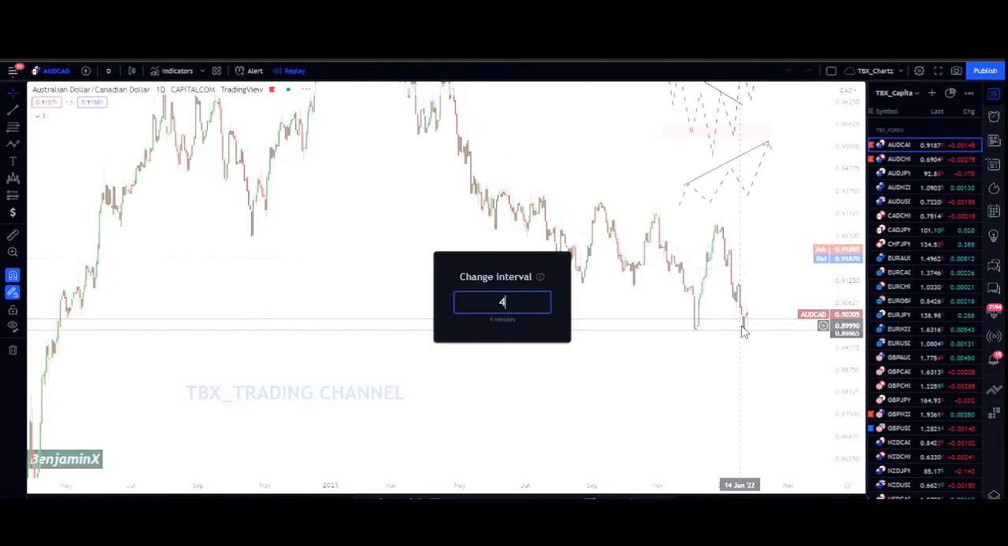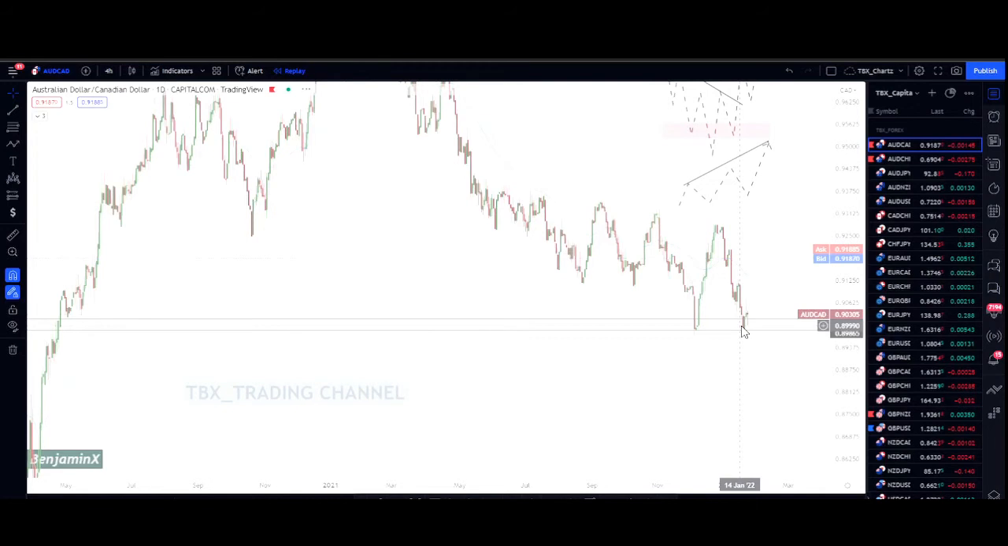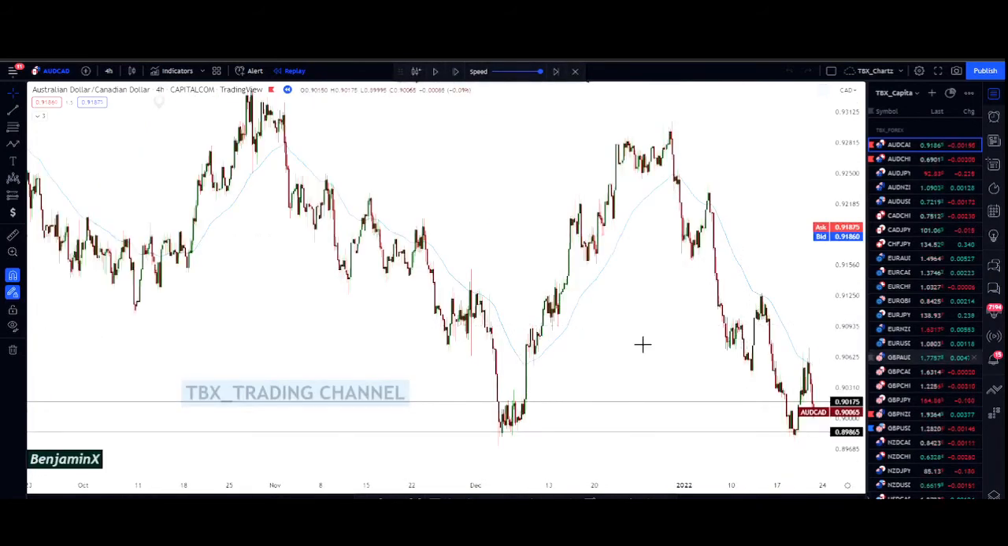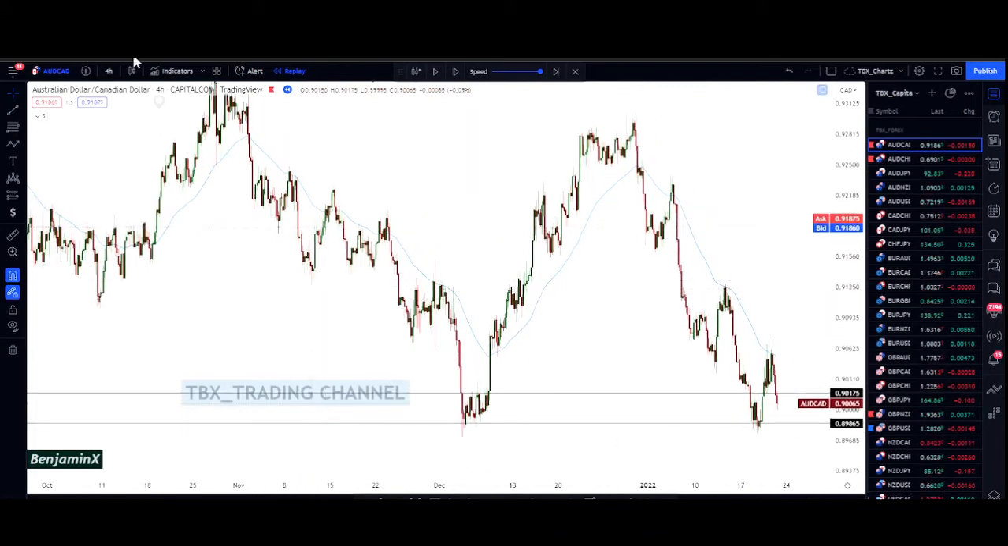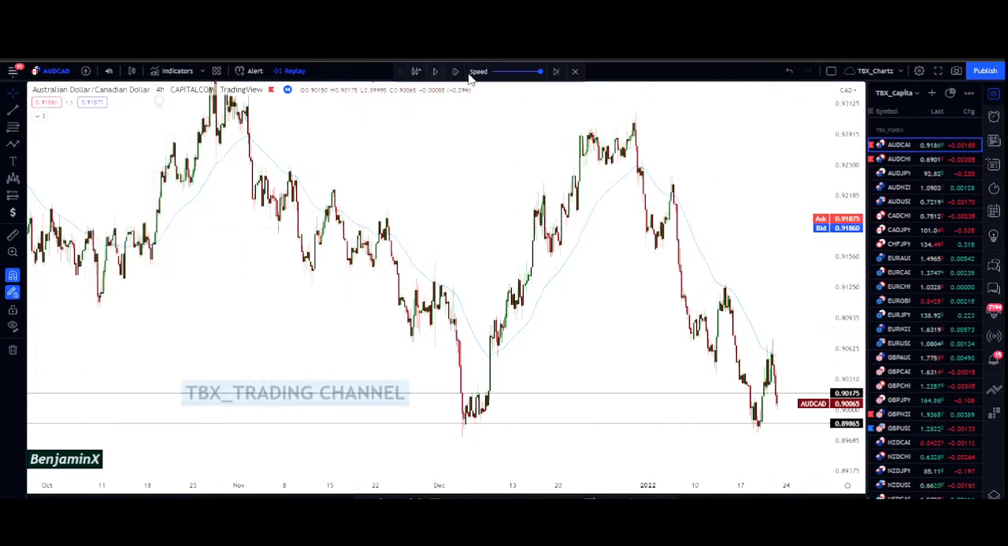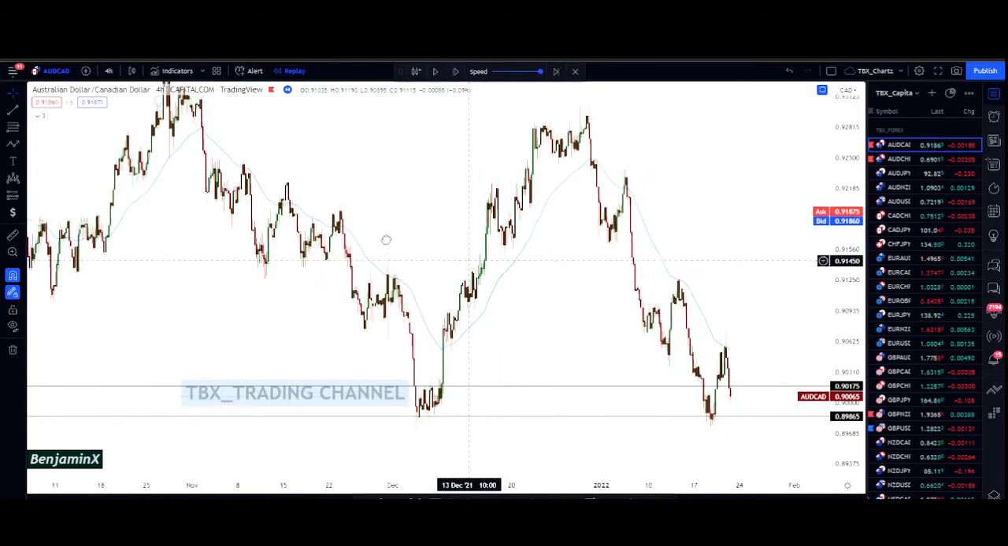So this is going to be my major area for now. Now since I've gotten an area of value, and this network is terrible, I think it's because of the weather. Since I've gotten my area of value and I've gotten my trend, the next thing I'm looking for is my first shoulder. I don't know what my first shoulder is yet until I see my head. Now let's play this a little bit and see how the market moves.